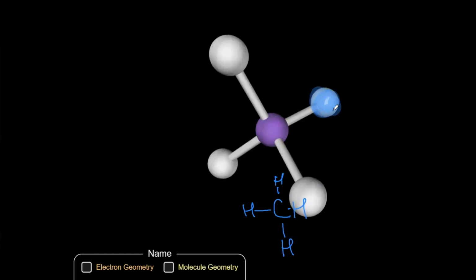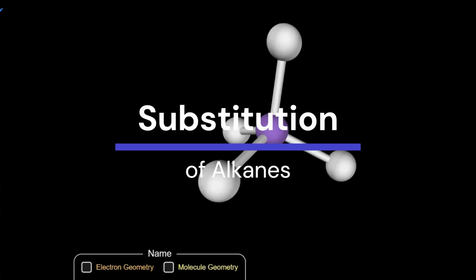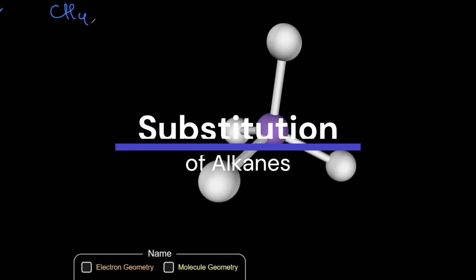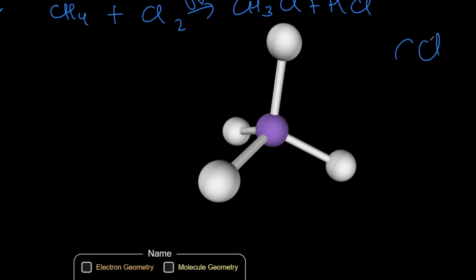Yes, so if we label this as another carbon atom, then this carbon atom has 3 more electrons in its outer shell, then we can bond it to hydrogen, hydrogen, hydrogen, and this is called ethane. In the substitution of alkanes, we know that we have an alkane such as this methane. We can react it with Cl2 in UV to form CH3Cl plus HCl, monosubstitution products. And it can further react to form disubstituted, which is CH2Cl2, or tetrasubstituted, which is CCl4.